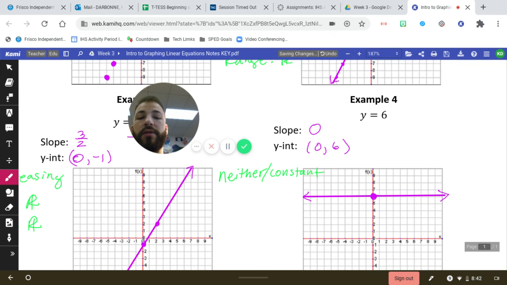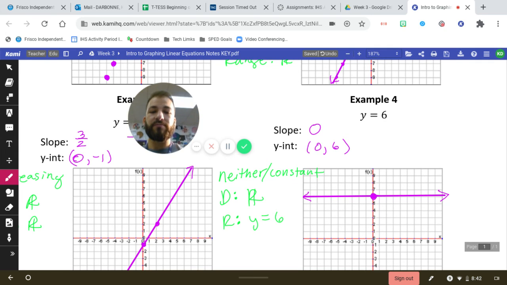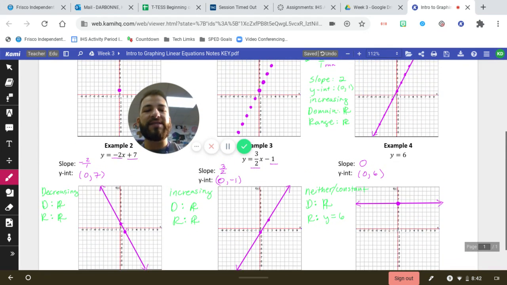Then my domain, still all real numbers. My range this time, I'm not going up and down forever. I only have one value in my range, and it would just be 6. So I only have that one value for the range. So I did kind of lie. If you have a straight horizontal line or a straight vertical line, whichever type it is, range has to do with y values, my equation is y equals, so that's going to change from all real numbers to whatever the equation is. Okay, y'all, and that is kind of our basic graphing lines.